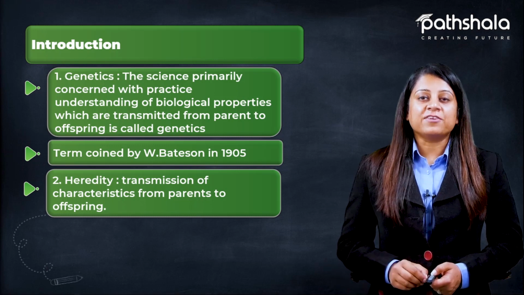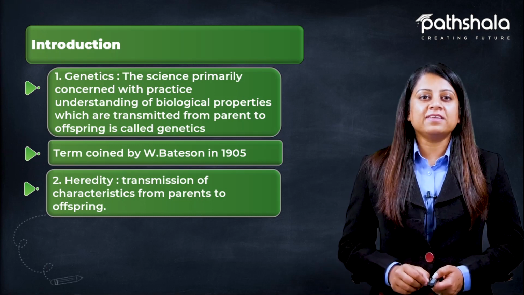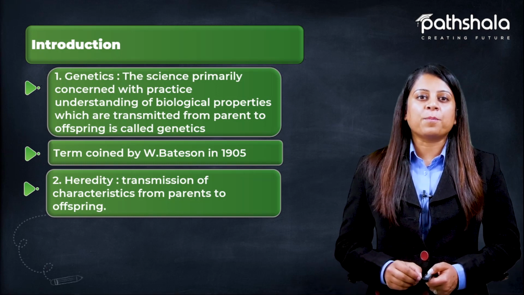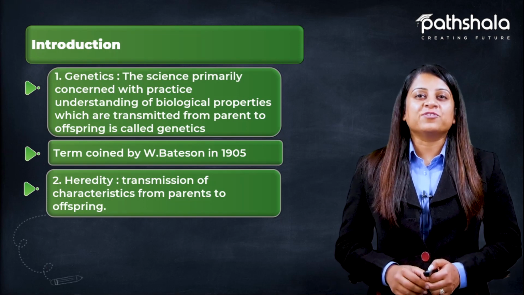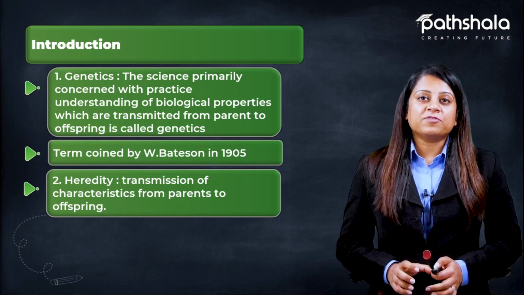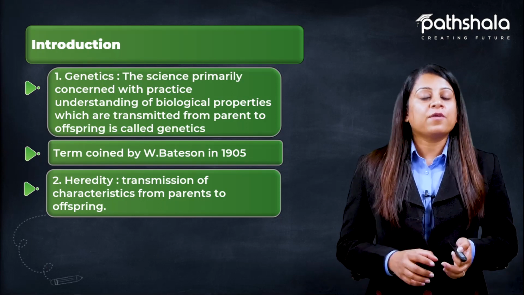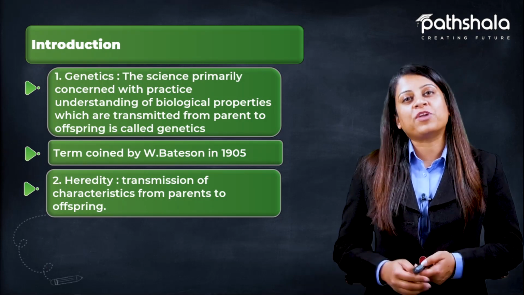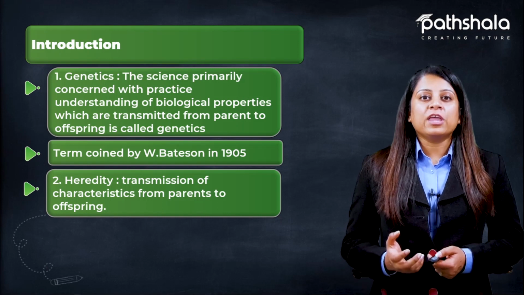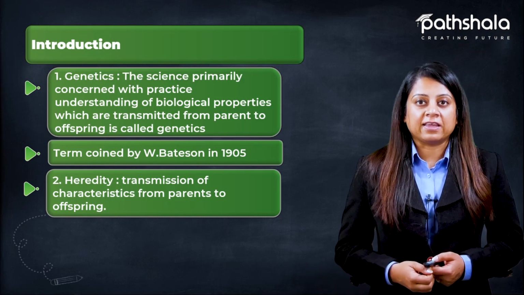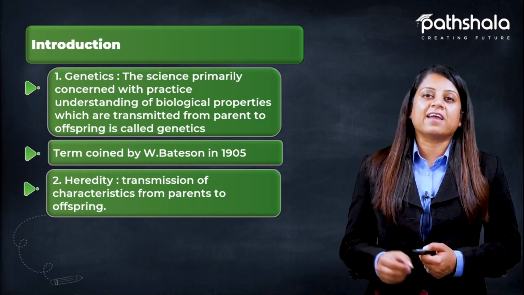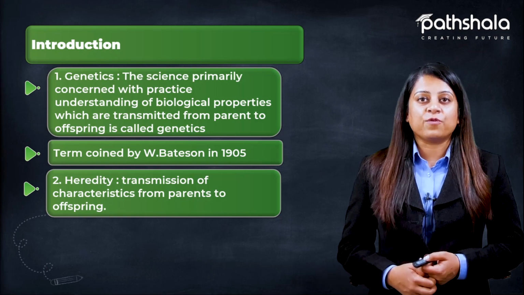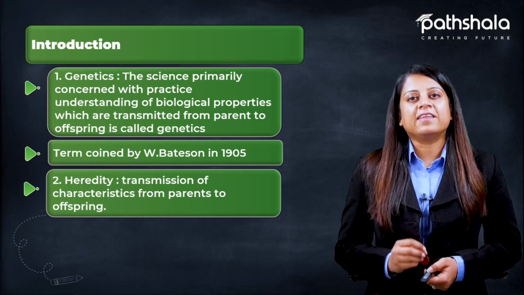Genetics is the science that is primarily concerned with understanding biological properties which are transmitted from parent to offspring, and this is known as genetics. Genetics is basically, अब आपको पता है कि पेरेंट से ऑफस्प्रिंग्स में कुछ कैरेक्टरिस्टिक्स हैं, कुछ ट्रेट्स हैं जो ट्रांसफर होते हैं वाया जीन्स. सो ये जो साइंस है जो इन सारे प्रोसेस को स्टडी करती है, दैट साइंस इज टर्म्ड एज जेनेटिक्स. The term was coined by W. Bateson in 1905.